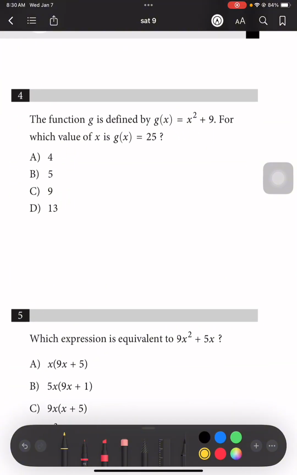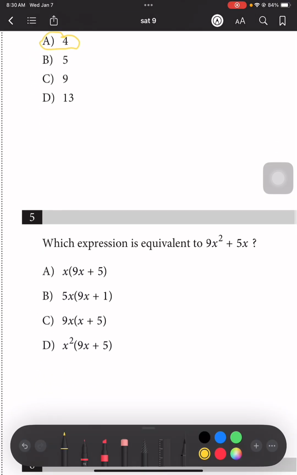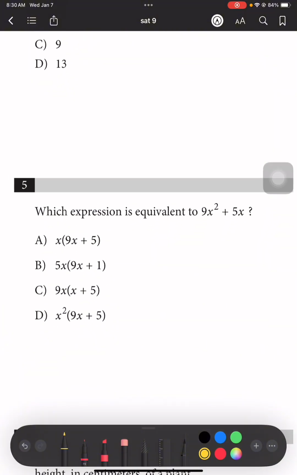What value of x? Okay, 4. You put 4 there, 16. 16 plus 9 is 25. Which expression is equivalent to this? Factor out an x. Yeah, that sounds good to me.